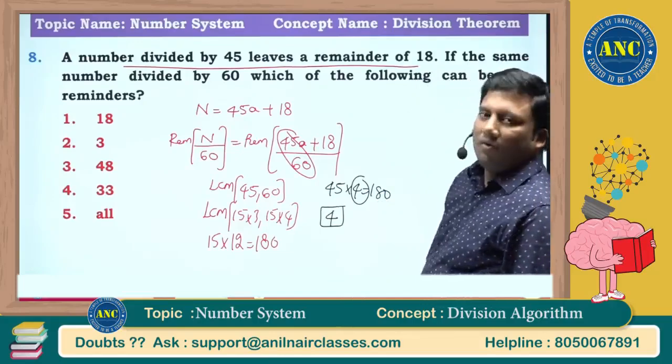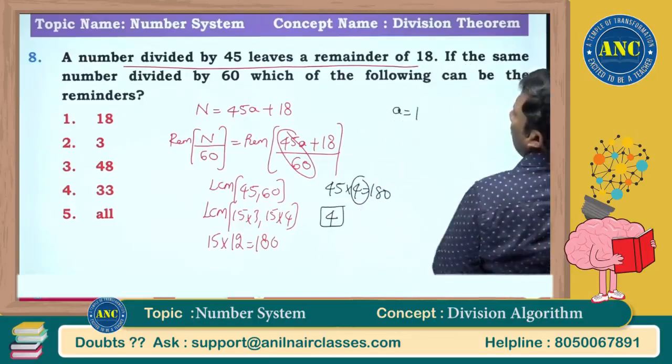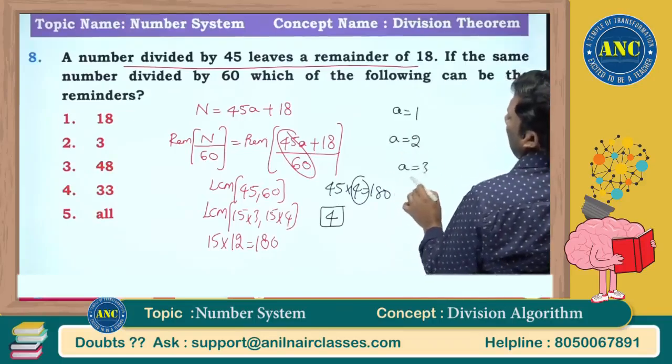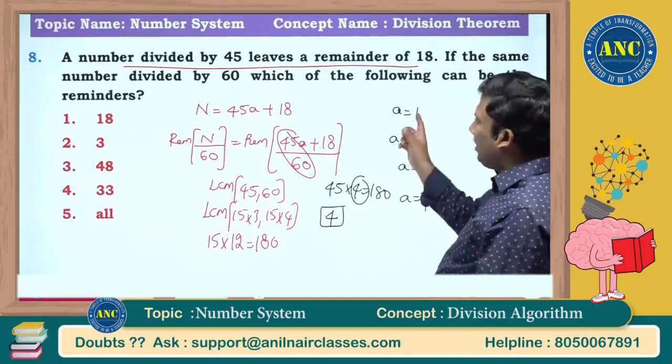What will be there? One by one we will see. What are the 4 possible? A equivalent to 1, A equivalent to 2, A equivalent to 3 and A equivalent to 4. Then the cyclicity will get repeated.